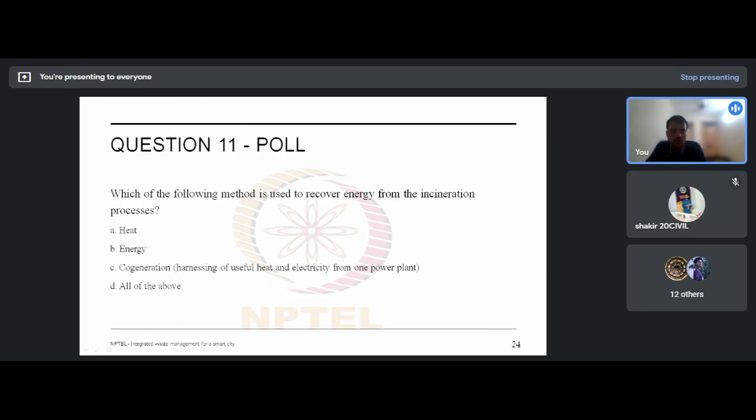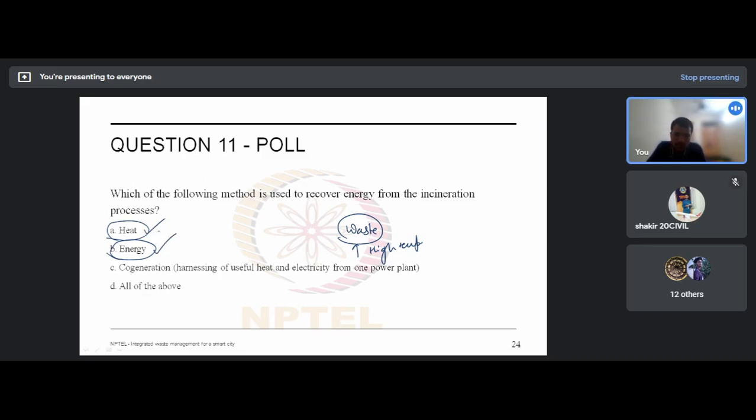So which method is used to recover energy? Firstly, we recover heat. We also recover energy. We burn the waste refuse, so we subject it to high temperature. On being subjected to high temperature, we can carve out the heat, or we can also use the heat to turn a turbine or other energy production stuff. So both heat and energy are produced. And some plants will use both these techniques.